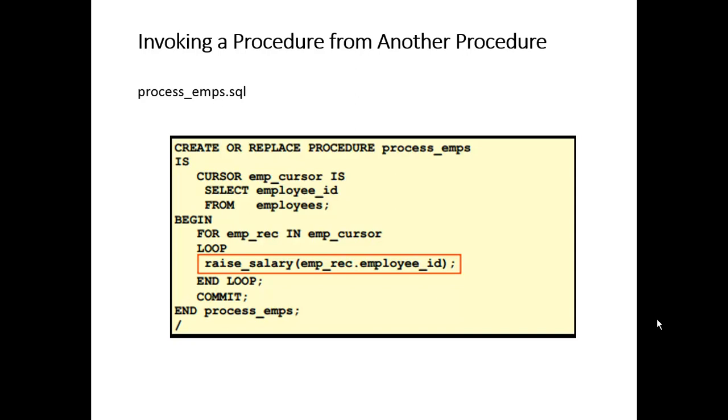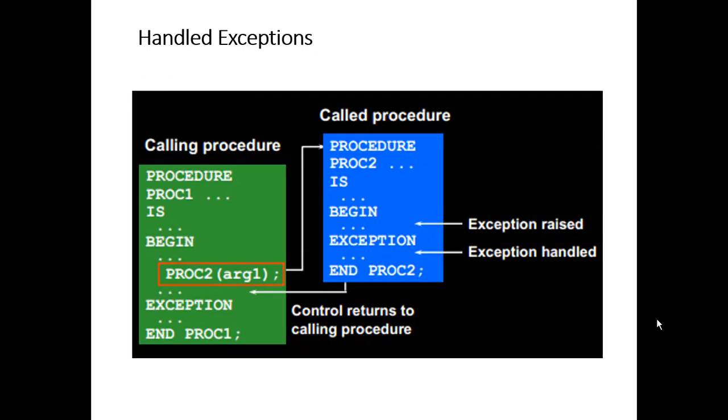Yes, there is raise_salary, and it has a parameter emp_rec.employee_id. Handle exception. When you get many errors in the source code, you have to place the exception handler there. And this is the structure of the exception. Calling procedure, called procedure, exception raised, exception handled, control returns to calling procedure. This is how the exception works.